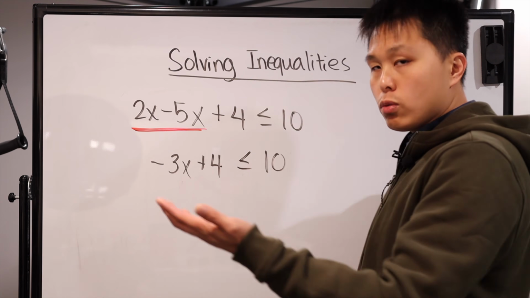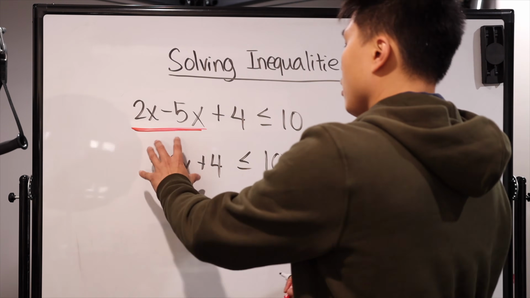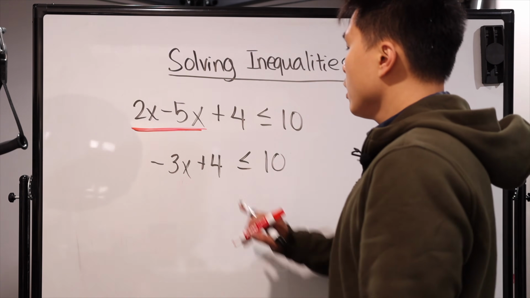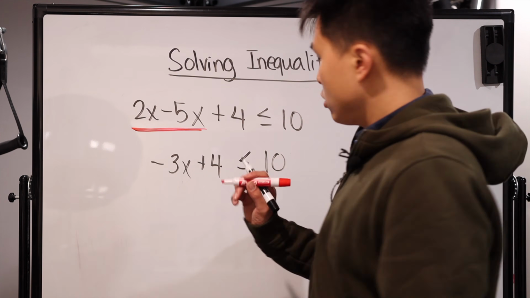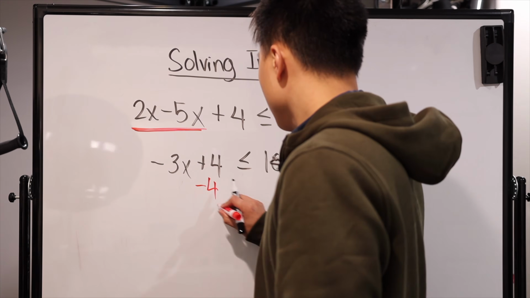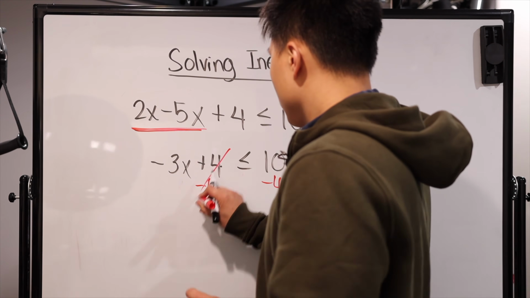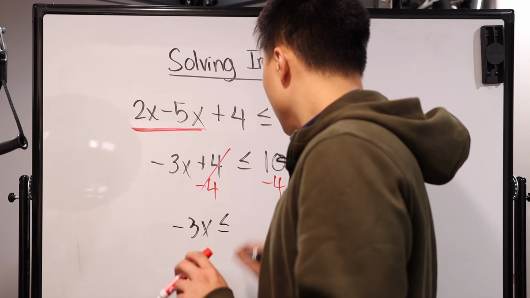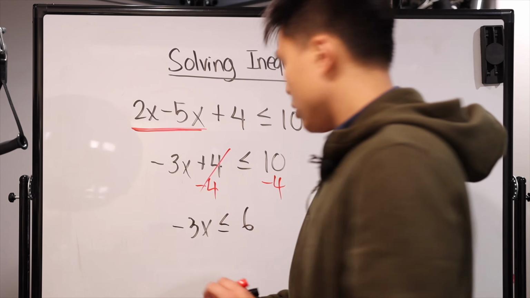So we're just going to do step 2, add or subtract to get the variable and its coefficient by itself and everything else on the other side. We have a plus 4, we don't want that. So we're going to do the opposite. Subtract 4, subtract 4. This goes away. Now we have negative 3x is less than or equal to 6.